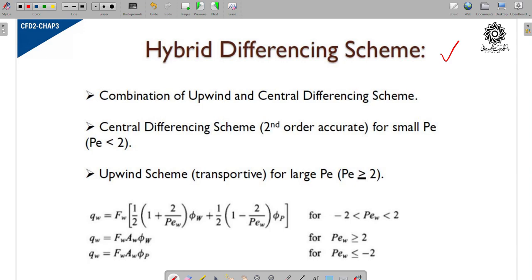Okay, another scheme is the hybrid differencing scheme, in another lecture.